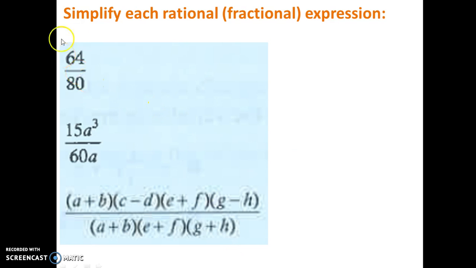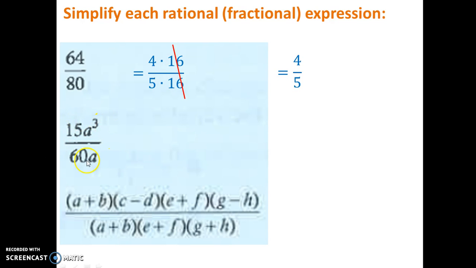Okay, let's try a few more. So here, reduce this one using the same method. Well, 64 is 4 times 16. 80 is 5 times 16. We have a common factor on the top and bottom. Those can be canceled. We're left with 4 over 5.